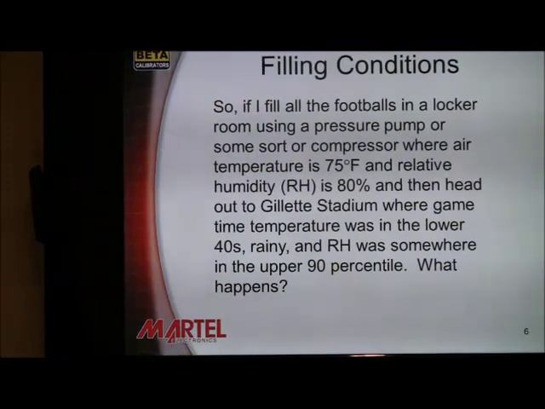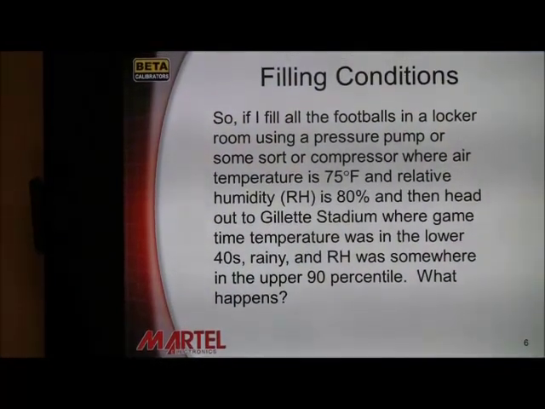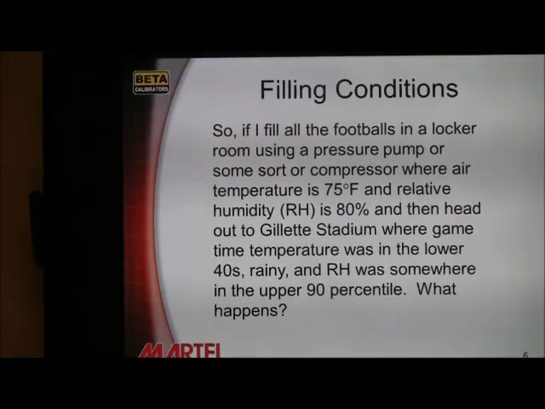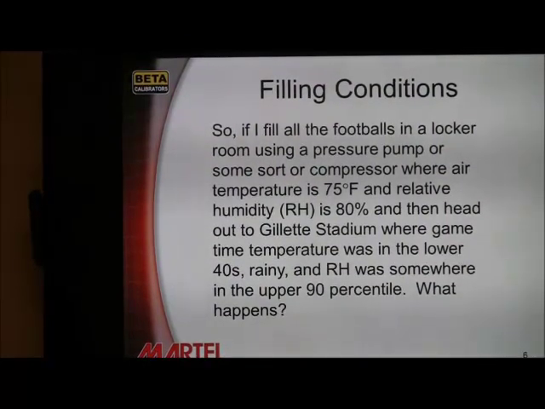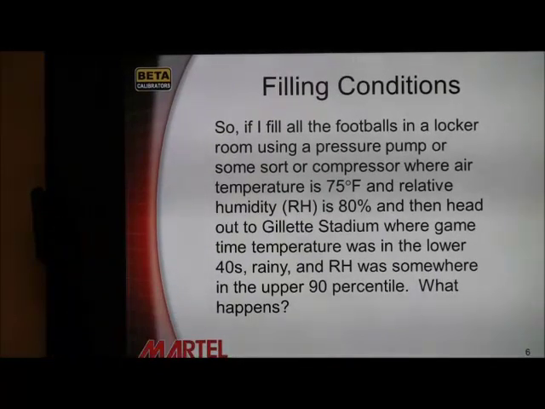So, if I fill the footballs in a locker room using a pressure pump or some sort of compressor where the air temperature is 75 and relative humidity is about 80%, and then head out to Gillette Stadium where the game day temperature was around 40, it was rainy, the humidity was in the upper 90th percentile, what happens?